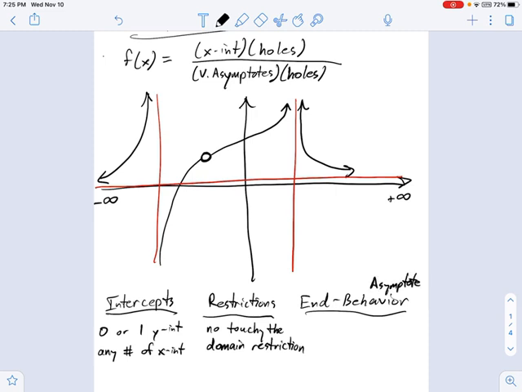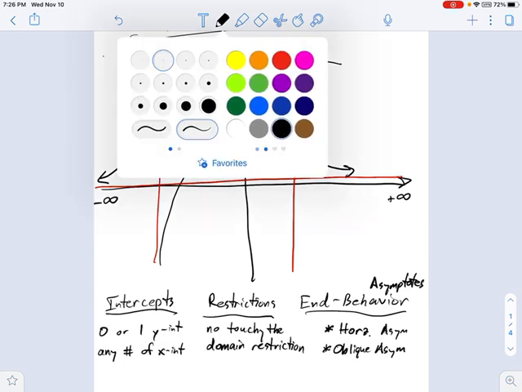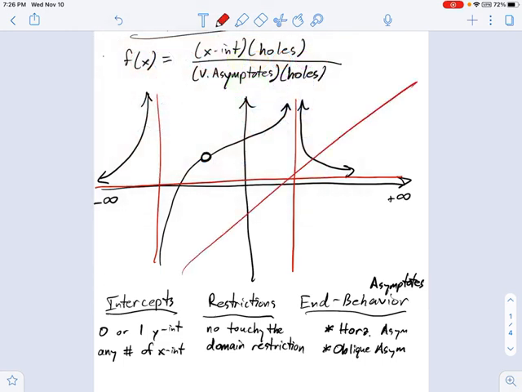But these end behavior asymptotes come in two varieties. One is a horizontal asymptote, and the other is an oblique asymptote. And you can't have both at once. Okay, you're never going to have a graph with something like this, two asymptotes on it, a horizontal and an oblique. You have to choose. It's going to be one or the other.